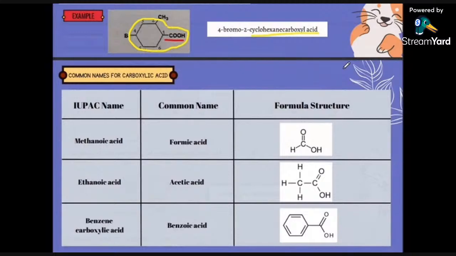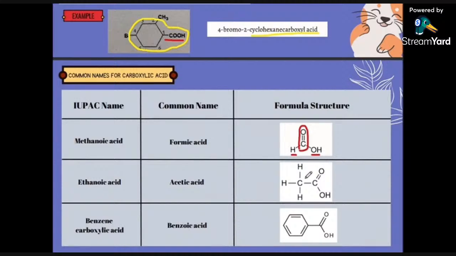The last thing that we're gonna learn in this subtopic is common names for carboxylic acid. So the first aliphatic name you come across is butanoic acid. Butanoic acid is usually known as formic acid that is used in the paper industry. This is the formula structure for butanoic acid, where the carbon is attached with a double bond O and directly attached with OH and H.